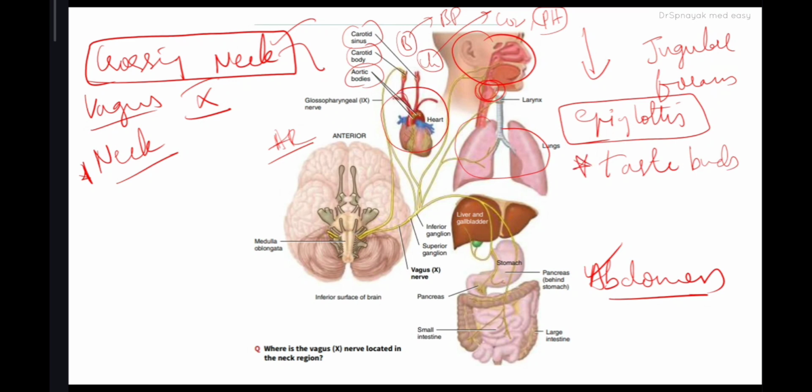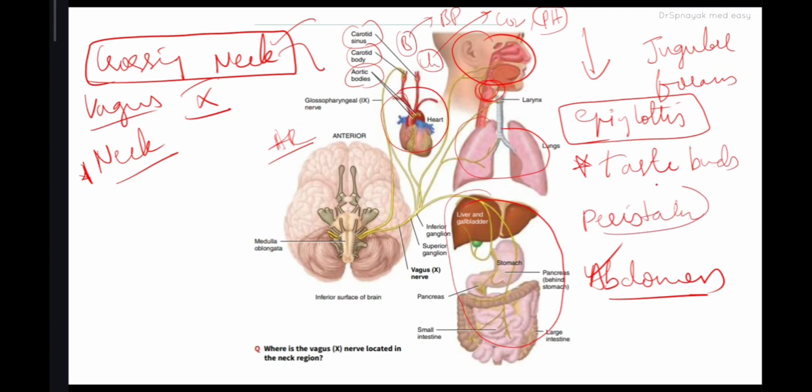In epiglottis, it is innervated, and the somatic innervations are innervated into the muscles of pharynx and larynx, which helps in swallowing. And in heart, it helps in heart rate. In lungs, it helps in bronchodilation, and in GI tract, very very important, in GI tract, it helps in peristaltic movement.